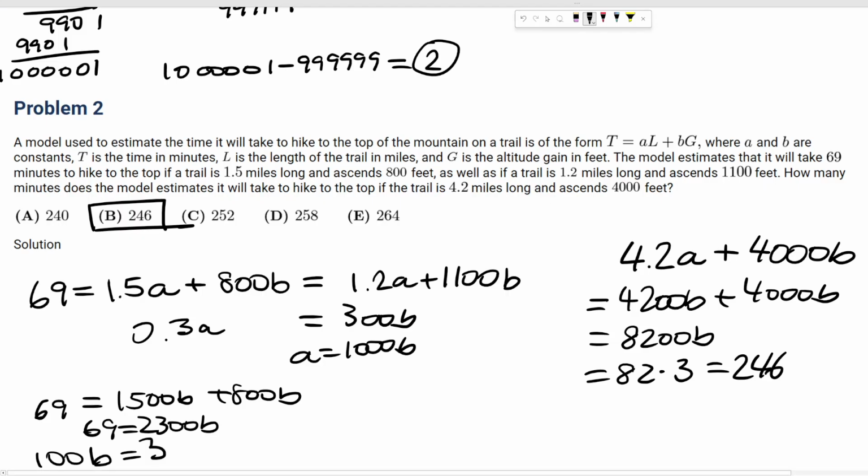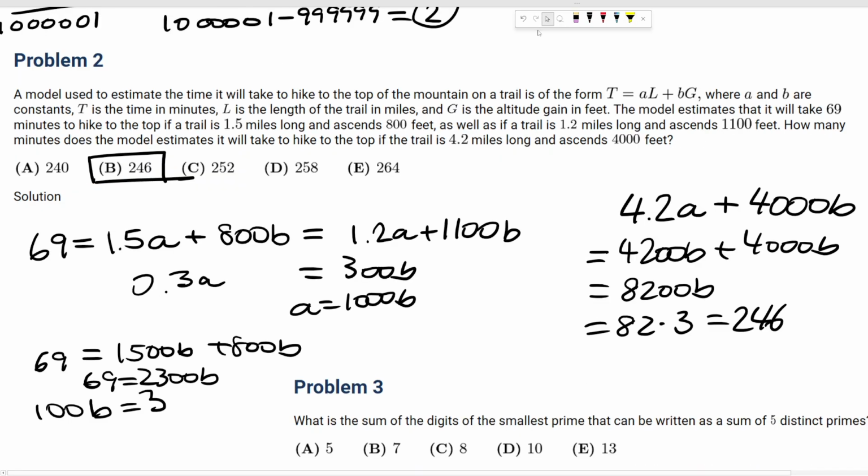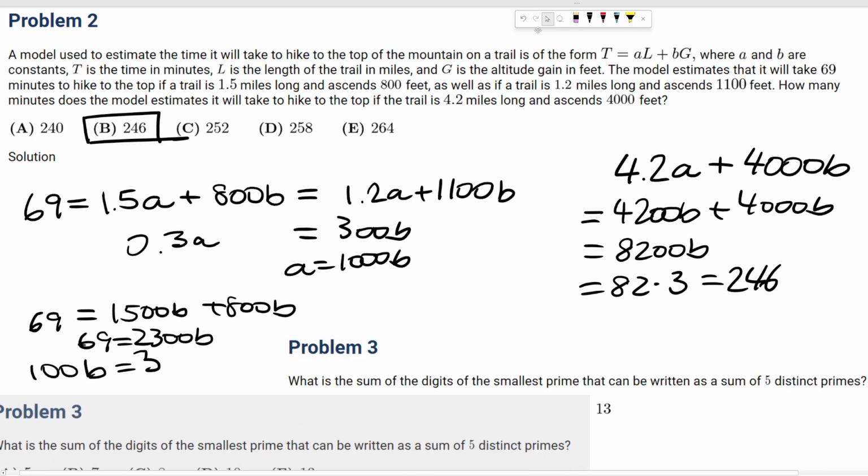Onto problem 3. Let me see if I can get this. All right, I'm going to get this down here.